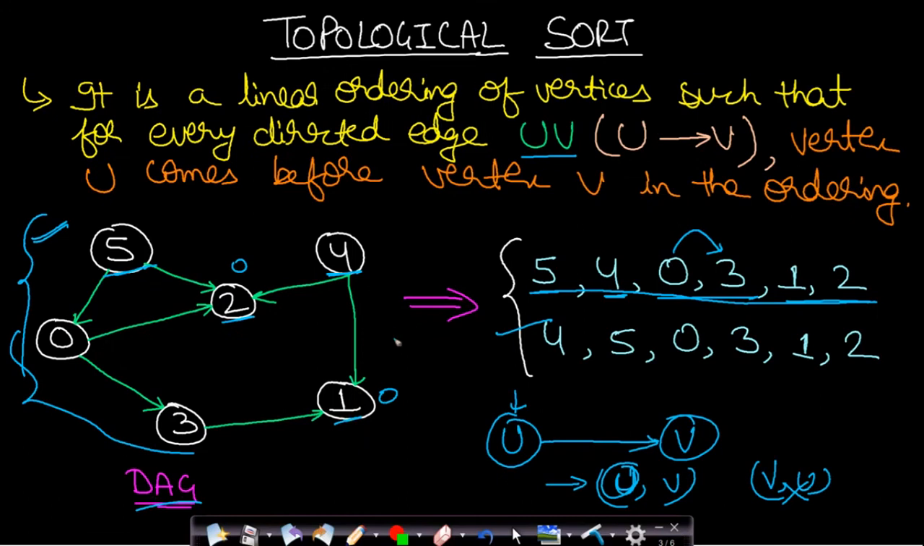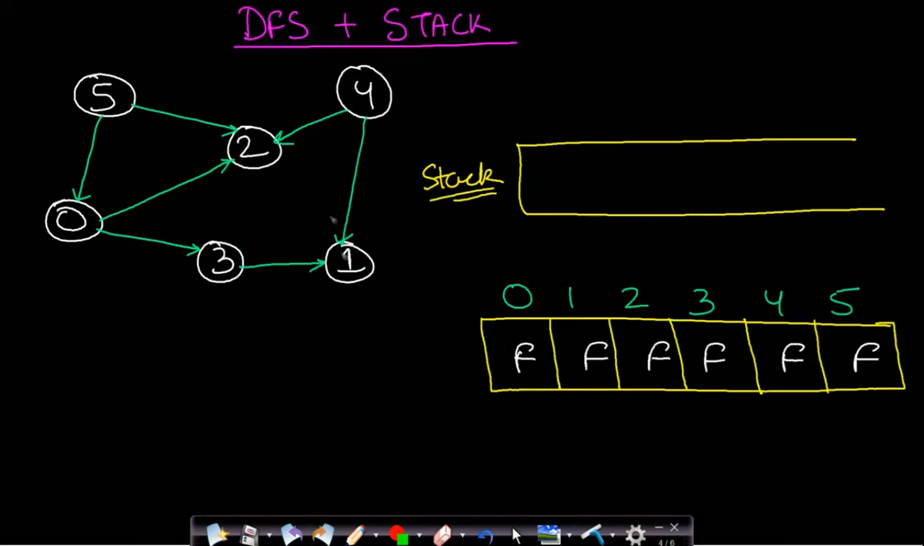Let's now see how we implement this topological sort algorithm. So this can be implemented by using simple DFS along with using a stack. So I will be taking the same example having 6 vertices, and in this case we will be using a stack along with a visited array. So initially the entire visited array will be marked as false because none of the vertices have now been visited.